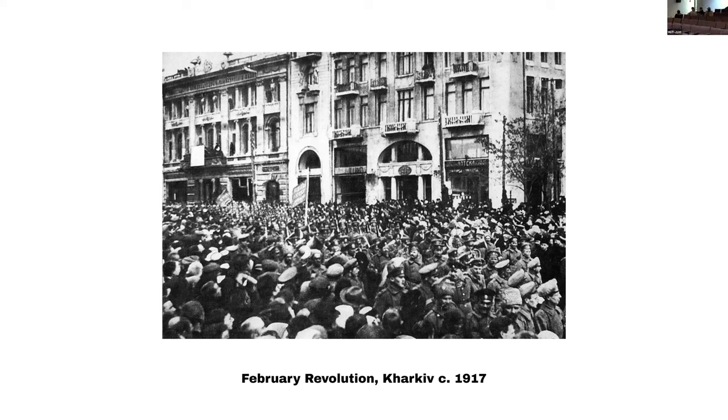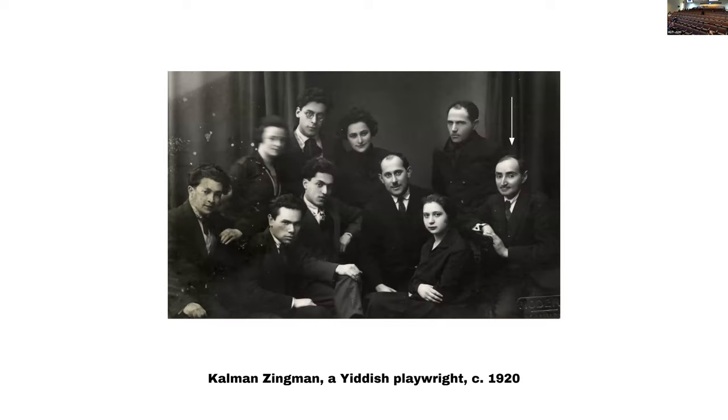Afterward, culture flourished. Architects and artists formed new schools of thought to imagine what a truly classless society would look like. One of the most interesting narrative architects from that time in Ukraine's history was a Yiddish playwright named Kalman Zingman. That's him on the right, the arrow. And Kalman wrote an incredible piece of science fiction literature in Yiddish called In Edenia, City of the Future.